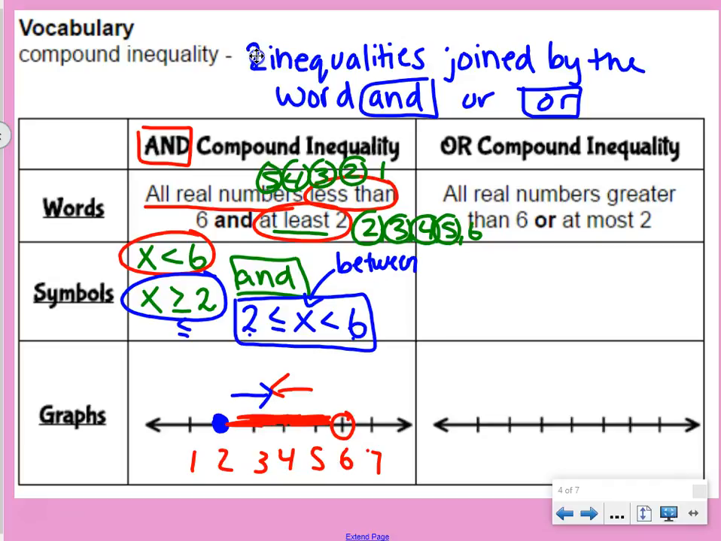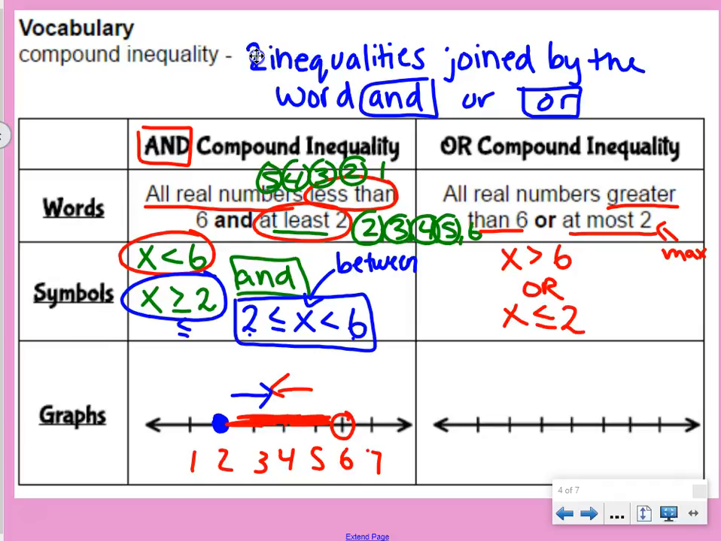For an "or" compound inequality, in words, we have all real numbers greater than 6 or at most 2. So let's write two inequalities. All numbers that are greater than 6, so x is greater than 6, or at most 2. So at most 2 means 2 is your maximum. We can't go any higher than 2, so x could be less than or equal to 2.